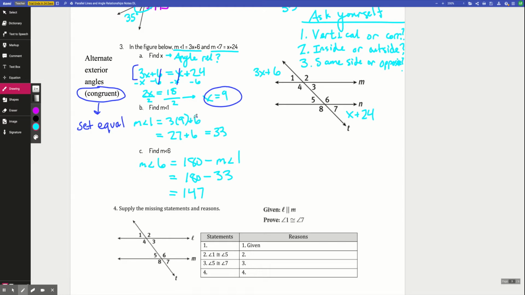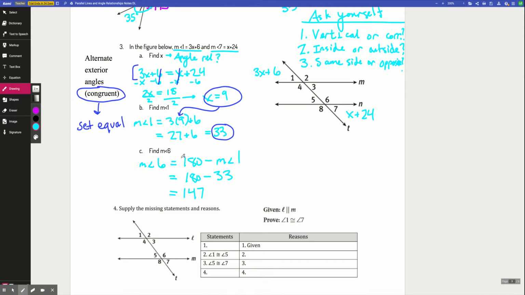For part B, you had to take x and plug it back in, right? Plug 9 back into the measure of angle 1, wherever you saw 9. So instead of 3x plus 6, it's 3 times 9 plus 6. So 3 times 9 is 27, plus 6 is 33. So that's your final answer for part B.